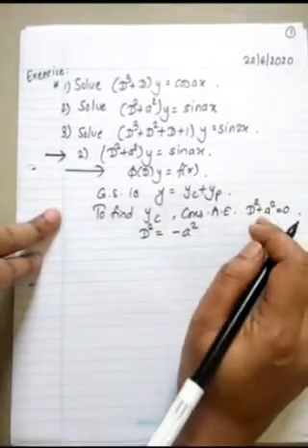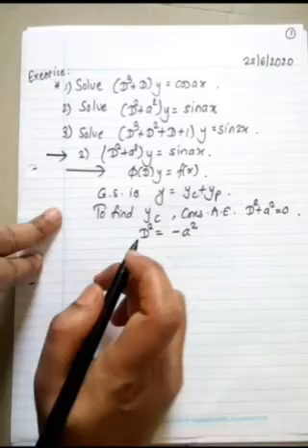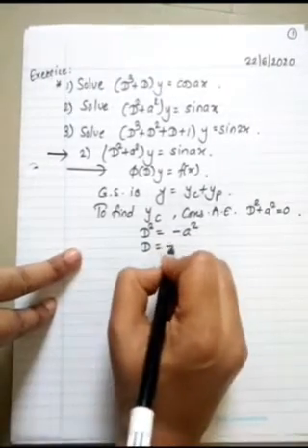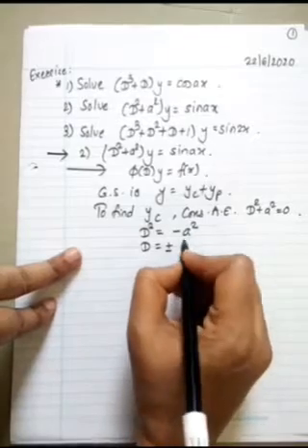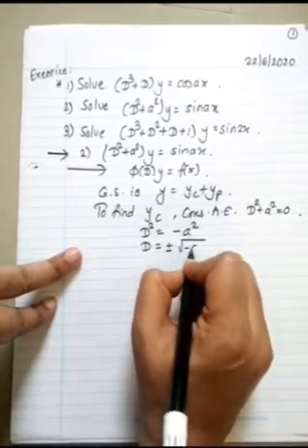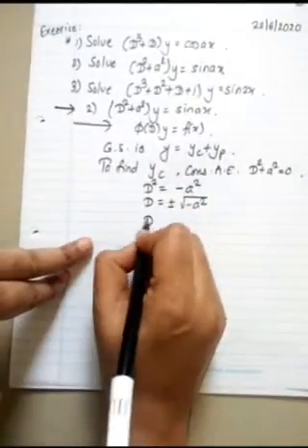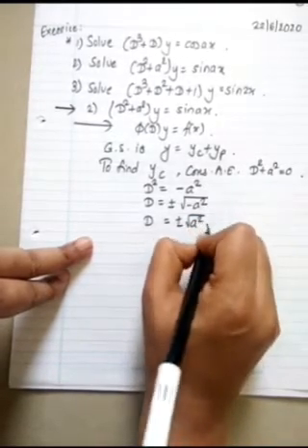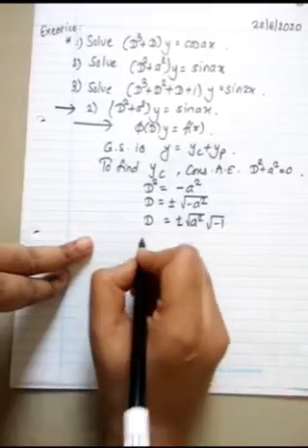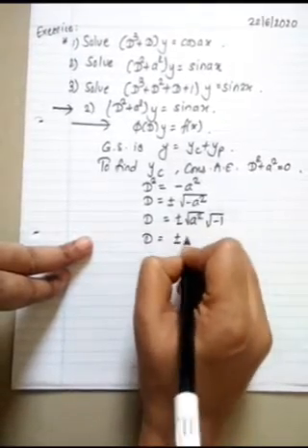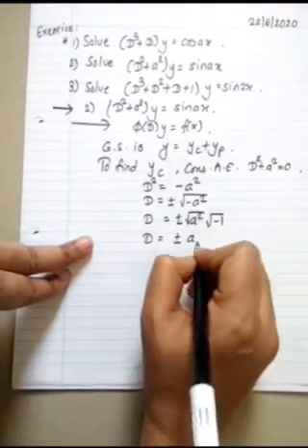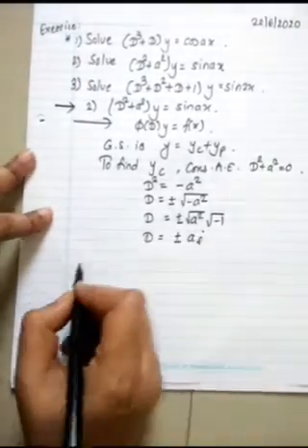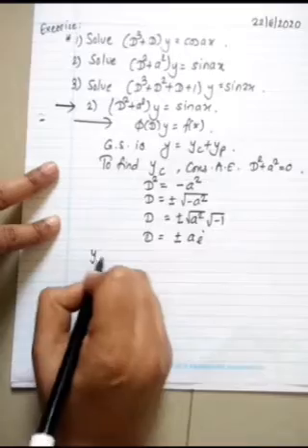As this is not solvable on a calculator, you have to solve it manually. So taking square root on both sides, you have to write plus minus square root of minus a square. That is D is equal to plus minus square root a square into square root minus 1. That is D is equal to plus minus a, and square root minus 1 is i. Now we have the D roots, so we can write yc.